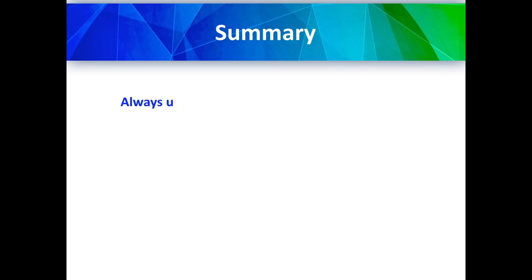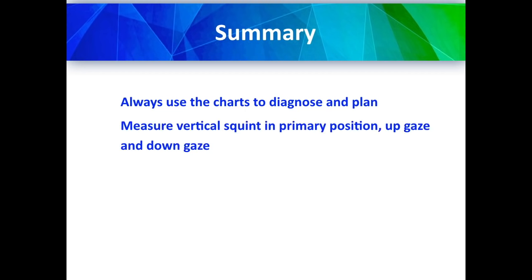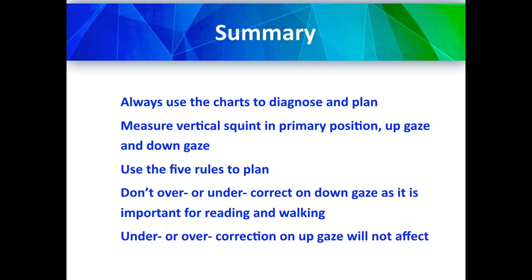To conclude, always use the charts to diagnose and plan. Measure vertical squint in primary position, up gaze and down gaze. Use the 5 rules to plan. Don't over or under correct on down gaze, as it is important for reading and walking. And finally, a small amount of undercorrection or overcorrection on up gaze will not affect, as we rarely use this position of gaze in our daily life.